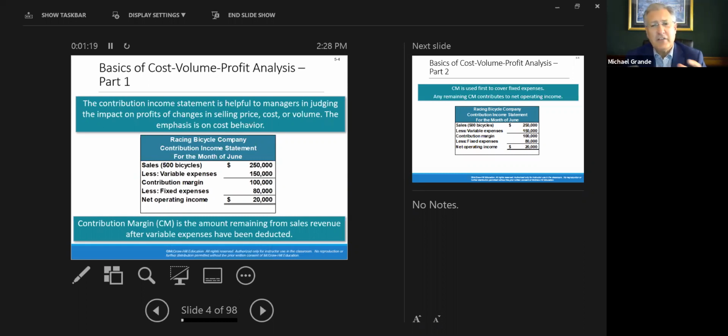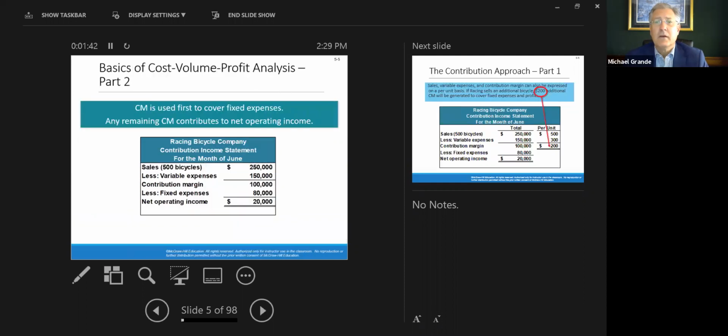So you can see the contribution format income statement that begins with sales. We subtract variable costs, end up with contribution margin, subtract our fixed costs, end up with net income. Contribution margin is the amount remaining from sales revenue after variable expenses have been deducted. Contribution margin is used first to cover fixed expenses, and any remaining contribution margin contributes to net income.